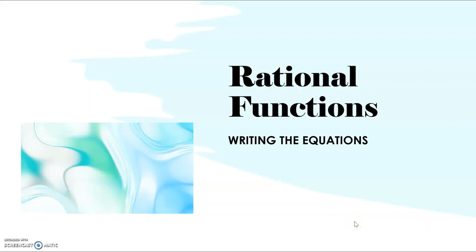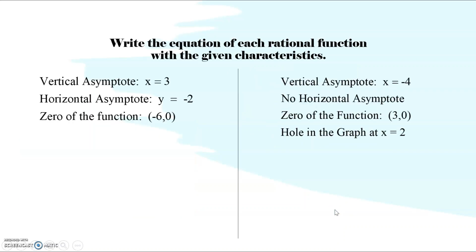Since you already have experience graphing your own rational functions, we are going to work backwards today. We will write equations given characteristics or given a graph, and from the graph you can identify the characteristics. So here's a list of characteristics on the left. We know we're writing a rational function.